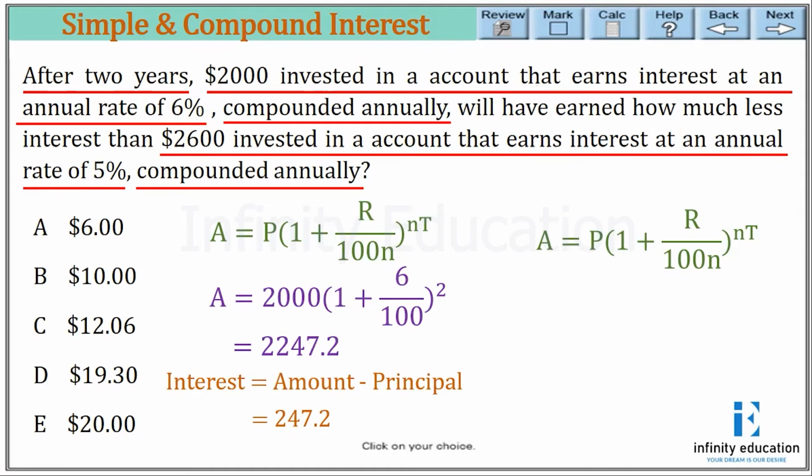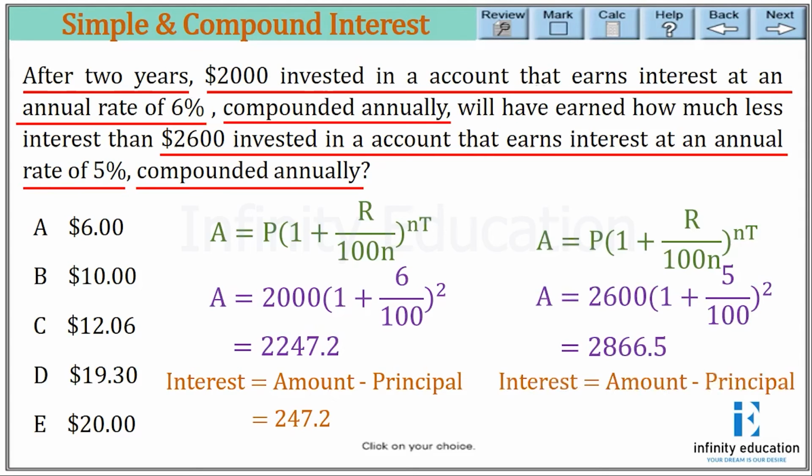So for the next part, $2,600 invested in an account that earns an annual rate of 5% interest compounded annually. So again, the value for N is 1. P here is 2,600. Rate of interest is 5 and T is the same, that is 2. So if we put it in, we are having P as 2,600, R as 5, N as 1 and T as 2. Now we are getting the amount with this principal and the rate of interest as 2866.5.